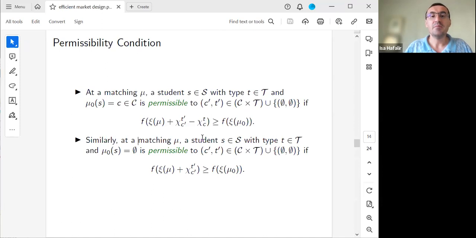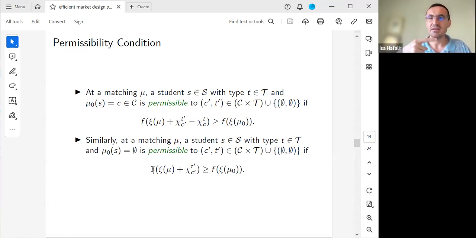And if this student, on the other hand, has no initial matching, that is, this student is unmatched in the initial matching, then we have another permissibility condition. The novelty here is that when we obey these permissibility conditions while running the algorithm, we can make sure that the distributional objectives will be satisfied.